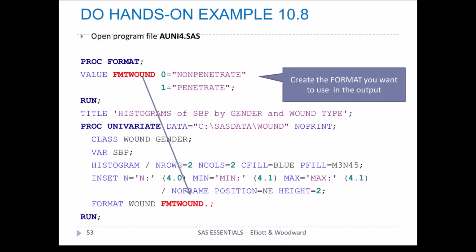And let's look at how that looks in a program. So here we have AUNI4. Open that file up, and we see that we created the format called FMT wound, and we are then doing a PROC format. And notice how down at the bottom we're applying that format wound, FMT wound. Now what this is going to do is when we look at the various classes, it's going to give us these non-penetrate and penetrate labels instead of 0 and 1. And then we already discussed the contents of the inset command.